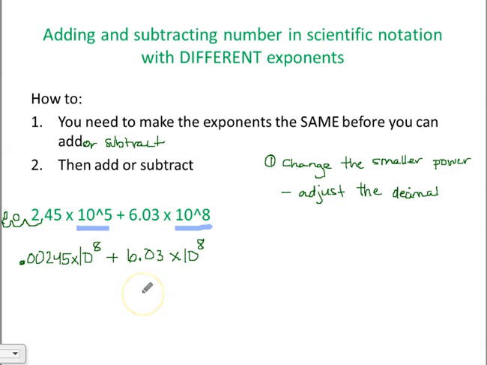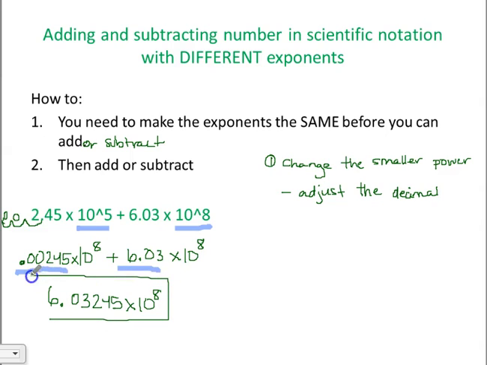So now we can go ahead and add our two coefficients together. 6.03 plus 0.00245. And when I do that, I get 6.03245 times 10 to the 8th. That is the final answer.